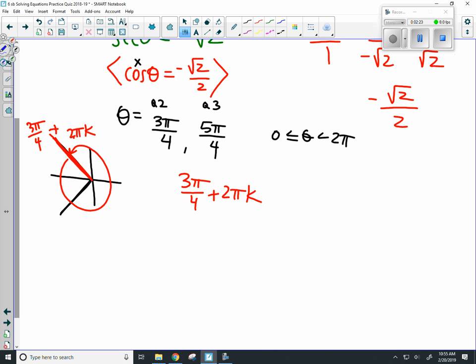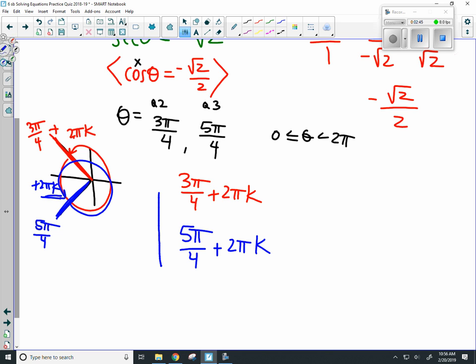And we can do the same thing for the 5 pi over 4. If we wanted to get more angles that end up down here, we would just have to add 2 pi to that original 5 pi over 4, and we could do it as many times as we want, so the k. So our final answer in the general form is going to be 3 pi over 4 plus 2 pi k and 5 pi over 4 plus 2 pi k.